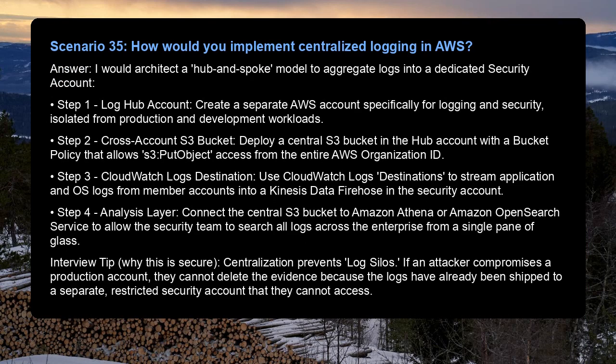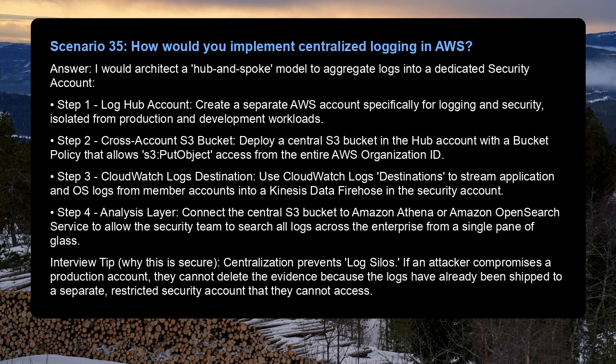Scenario 35. How would you implement centralized logging in AWS? Answer: I would architect a hub and spoke model to aggregate logs into a dedicated security account. Step 1: Log Hub account. Create a separate AWS account specifically for logging and security, isolated from production and development workloads.